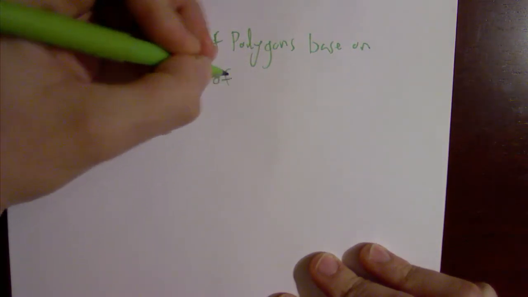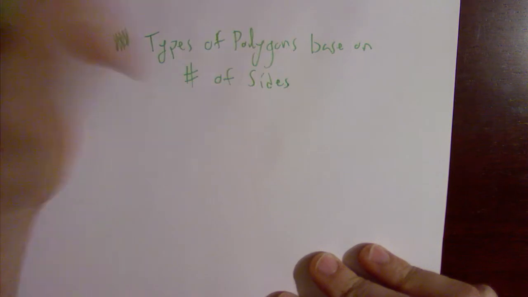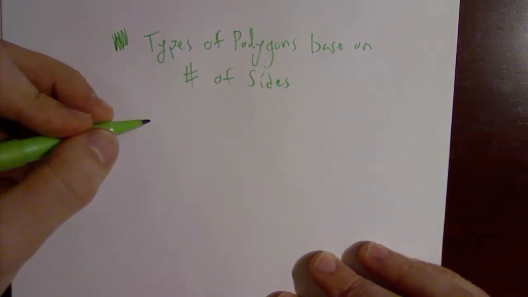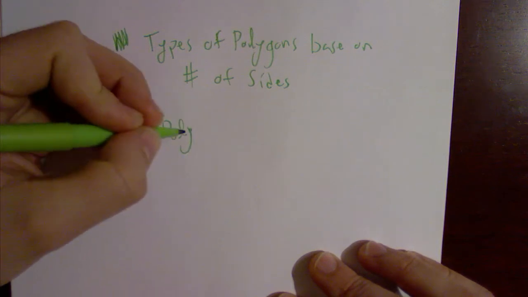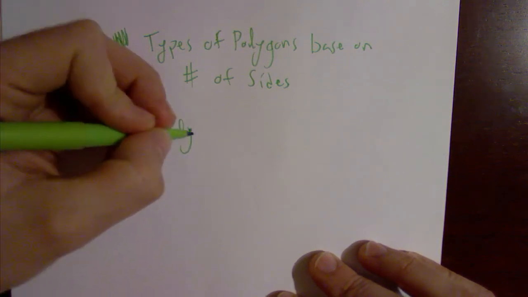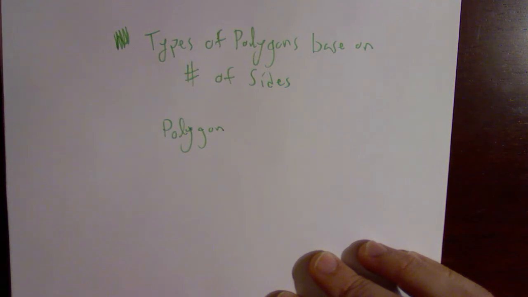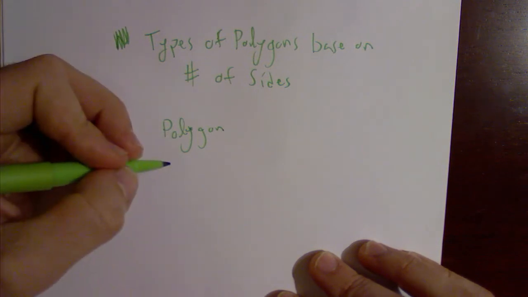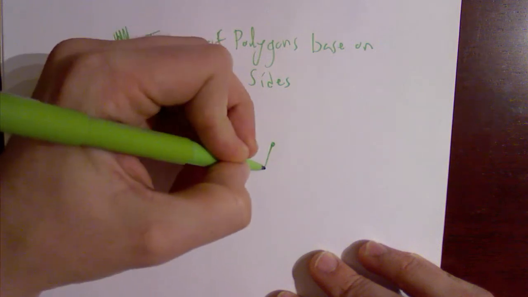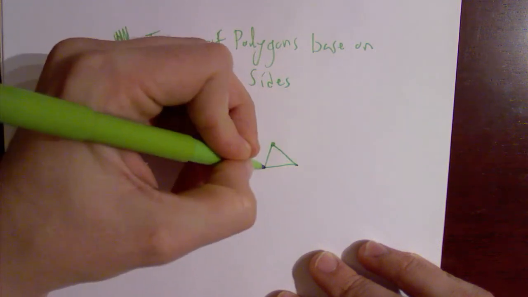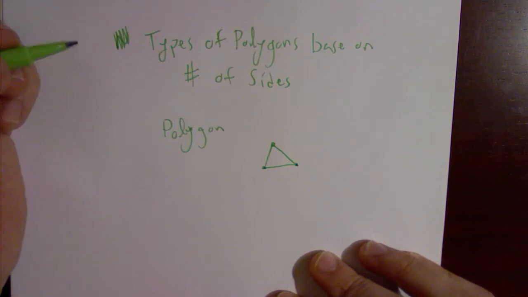number of sides. A polygon, it just has the word poly in front of it. Poly means many. Well, if I want to say a polygon that has only 3 sides, which would look something like this, it's going to look like a triangle. 1, 2, 3 sides. Well, I know I can call this a triangle.